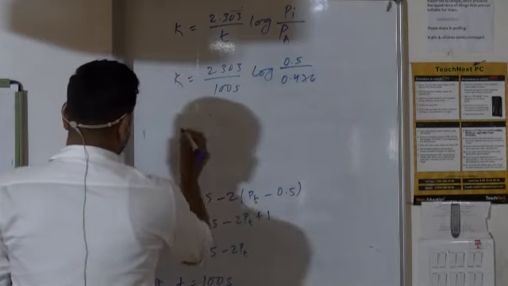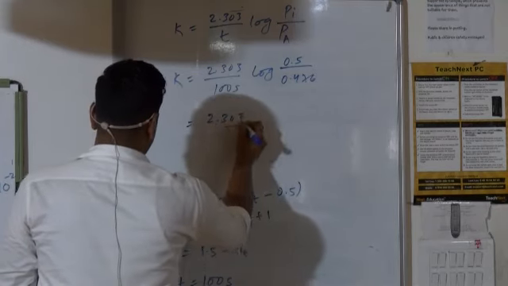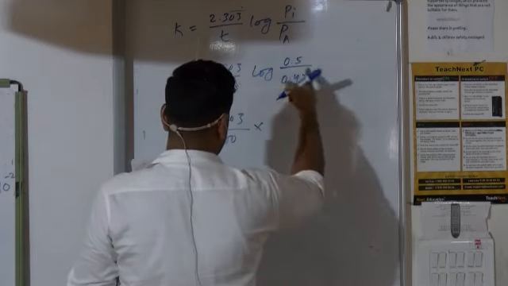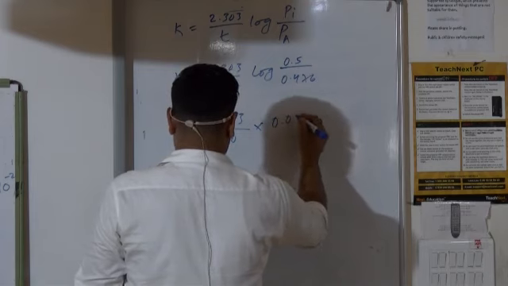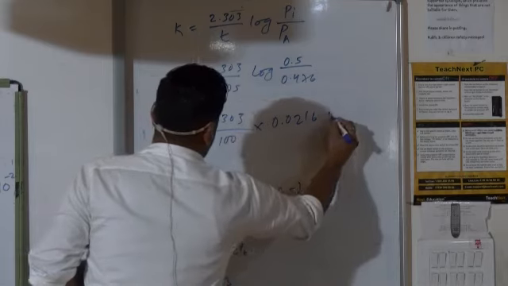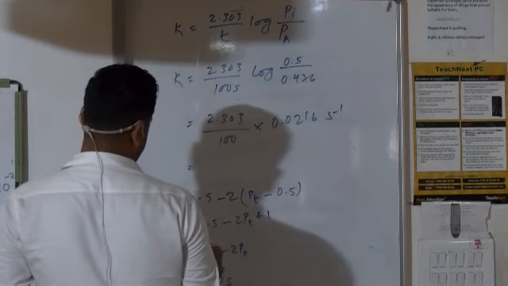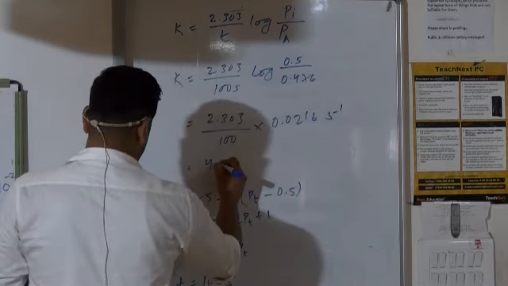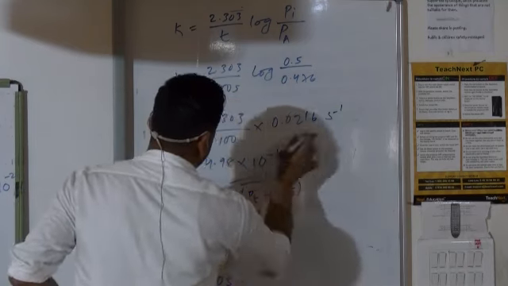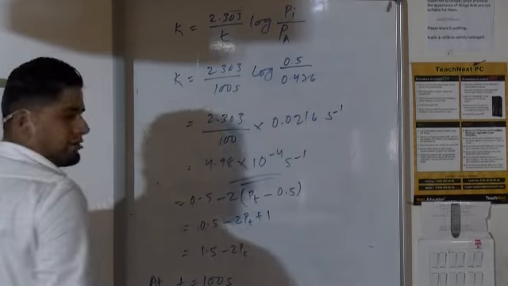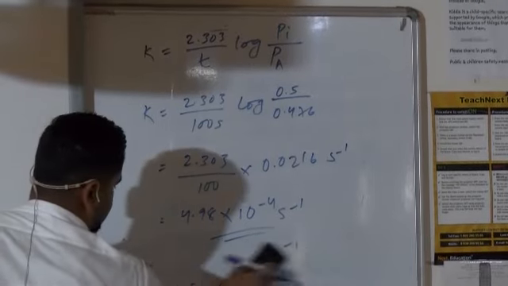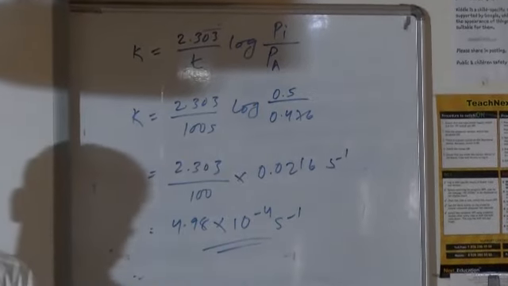If you calculate this, you'll get around 2.303 divided by 100 into, if you calculate this, around 0.0216. Okay, try to find. So this will be per second. So your answer will be around 4.98 into 10 to the power minus 4 per second. Try to calculate this, you'll get this as your answer. Got it? Okay. This is your answer, the value of K, the rate constant.